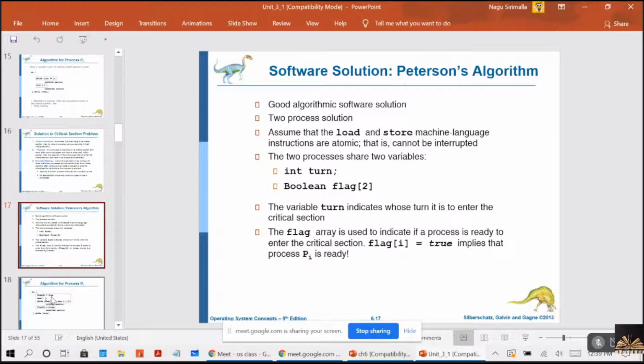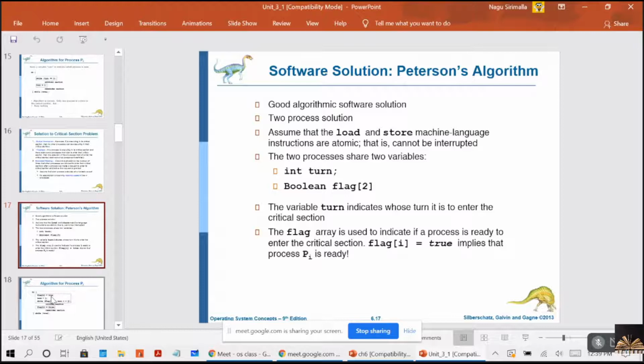Like the atomic operations we saw earlier, count plus plus, count minus minus. Here also the same thing. When load and store are being executed, they have to be atomic. Now let's consider you have two processes, right? P0 and P1. Let Pi represent one process and Pj represent another process, and here j is equal to 1 minus i.